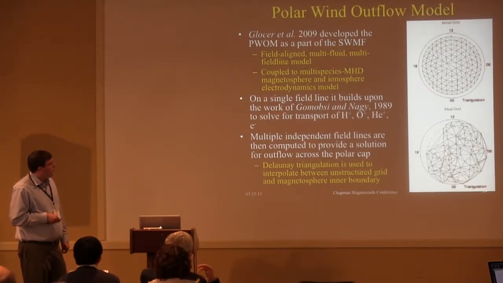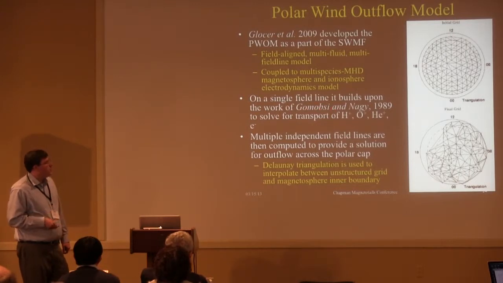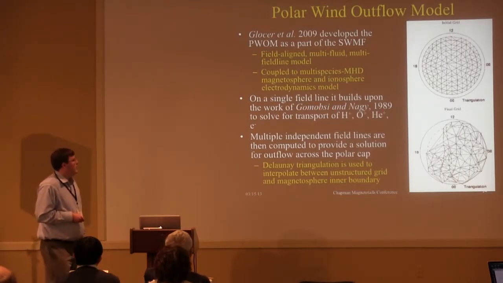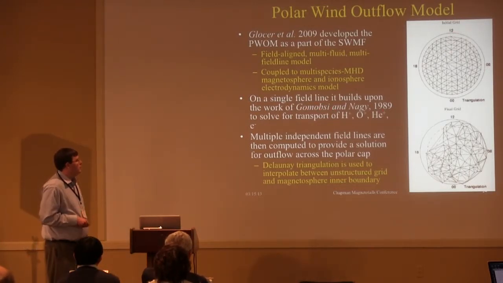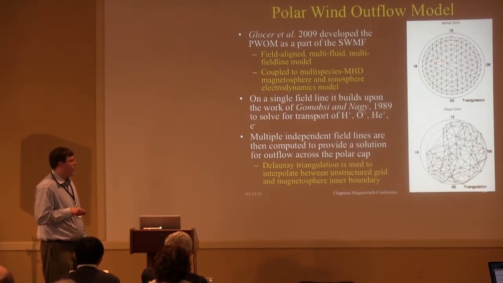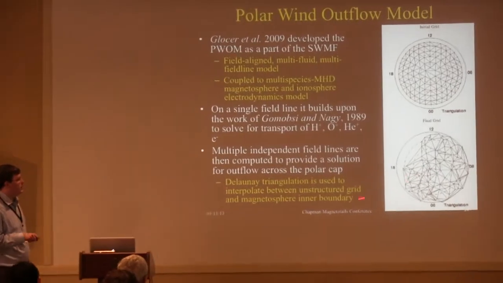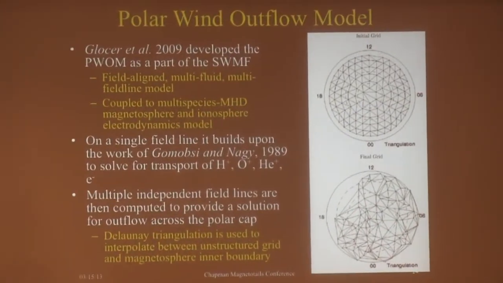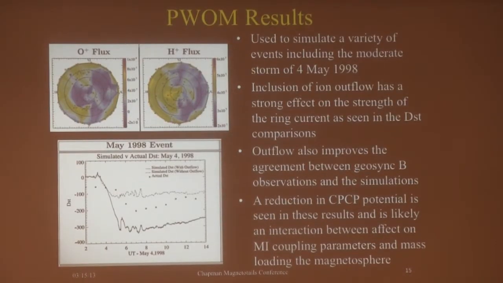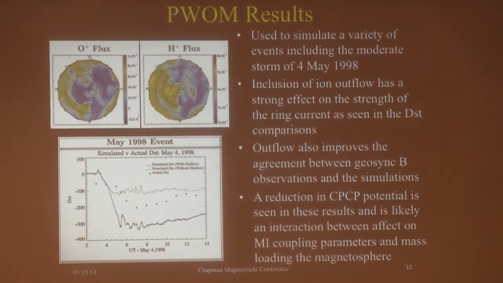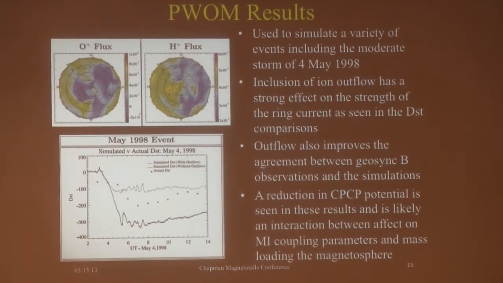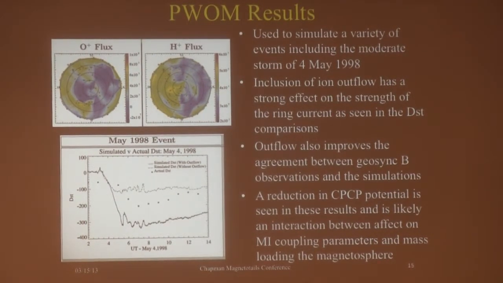The single field line version is based on the classical polar wind model of Gombosi and Nagy 1989, and it's a Lagrangian model. So you start with a bunch of flux tubes, they convect around, and periodically you need to redistribute them because they tend to bunch up. So here's just a basic example incorporating the plume with the BATS-R-US.